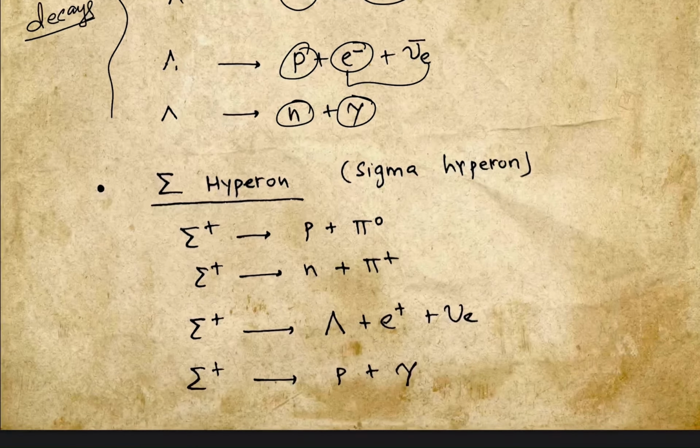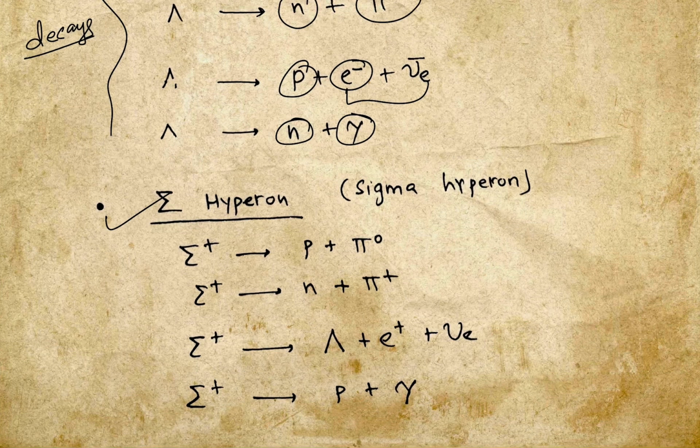After lambda hyperon, we have sigma hyperon. And for sigma hyperon, these all are the decays: sigma plus will move into proton plus pi 0. Sigma plus could also move into neutron plus pi plus, just because they are conserving the charge. So you can see that if here it is 1, then here it would be 0 because it is plus. If here it is 0, then here it would be plus 1, and so on. So these all are pretty easy till now.